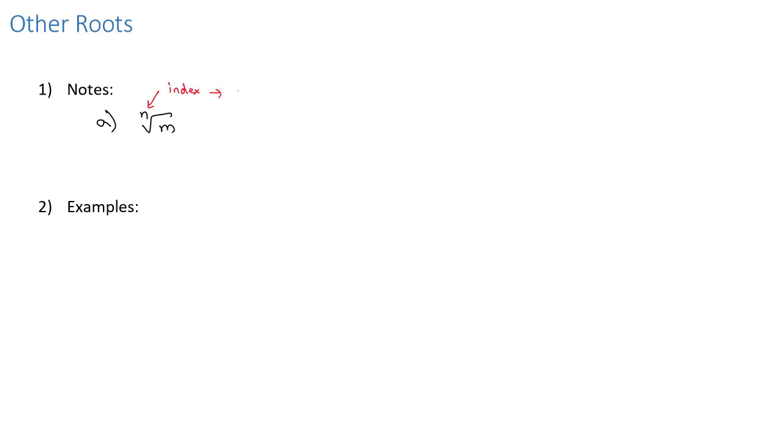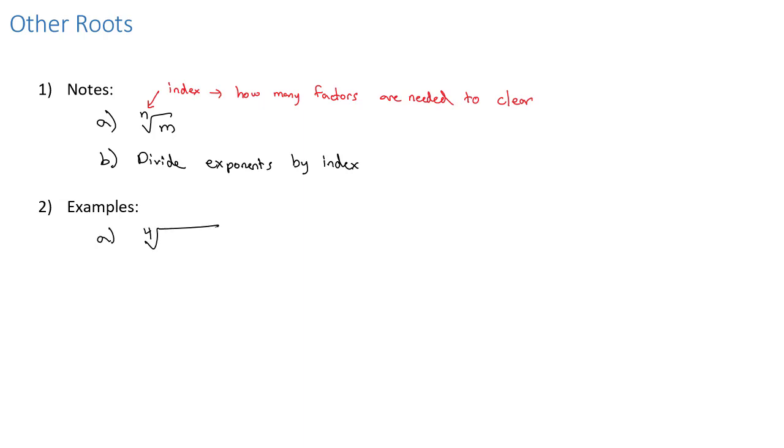And that is how many factors are needed to clear the radical. And so as we're simplifying, we're not just dividing by 2. We're not just dividing exponents by 2. We're dividing the exponents by the index.